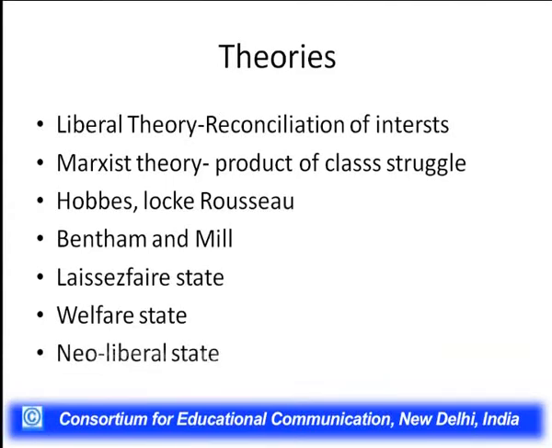Therefore, what we find is that at times a state is referred to as above narrow parochial sectarian interests. It is basically above societal interests. It is an institution which is for all, which looks after the interest of everyone irrespective of his or her class position. On the other hand, the Marxist theory looks at the state in an altogether different frame. For Marxism, a state is the product of class struggle in society.